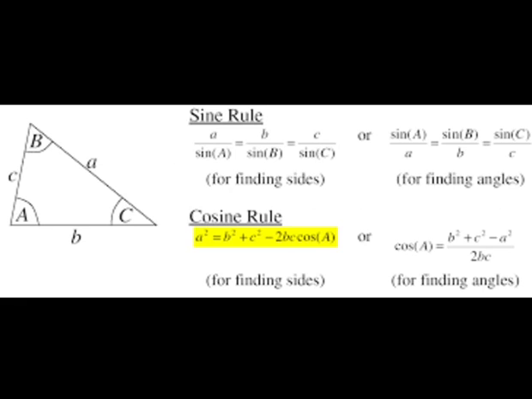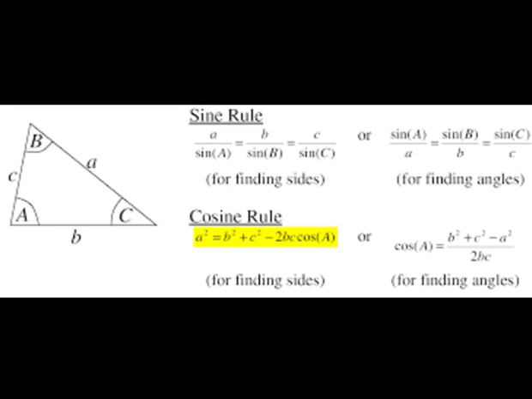The sine rule and the cosine rule are used to solve triangles for cases where the triangle is not right angle. The first one is the sine rule. How to find length and angle? We can use the sine rule: a divided by sine A equal to b divided by sine B equal to c divided by sine C.